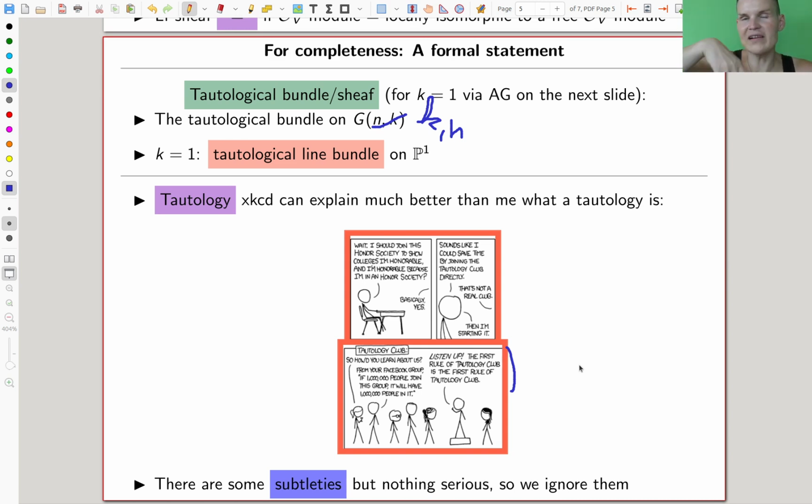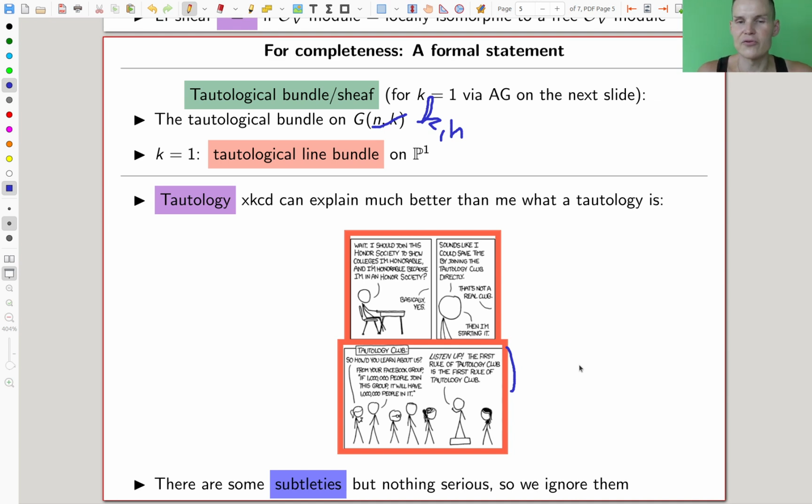Anyway, tautological really here just means, I mean, we already have vector spaces, right? So we just put them onto the points. The reason why I'm not doing this more formally is that there are some boring subtleties that I'm going to ignore. There's not really an issue anywhere, nothing serious, but I'm going to ignore them.